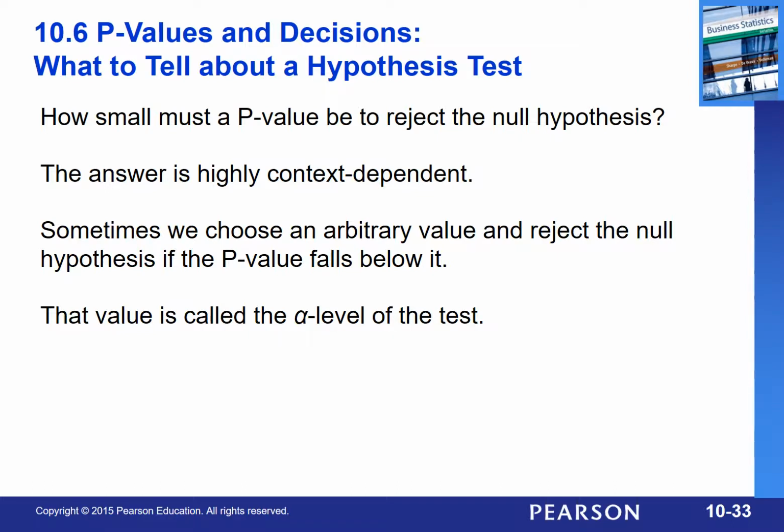So I hope you're wondering, she said small p-value, large p-value. How small is small enough? How large is large enough? Usually, we use something specific to decide that, and that's called the level of significance. It's sort of context dependent. The alpha level is also called the level of significance.